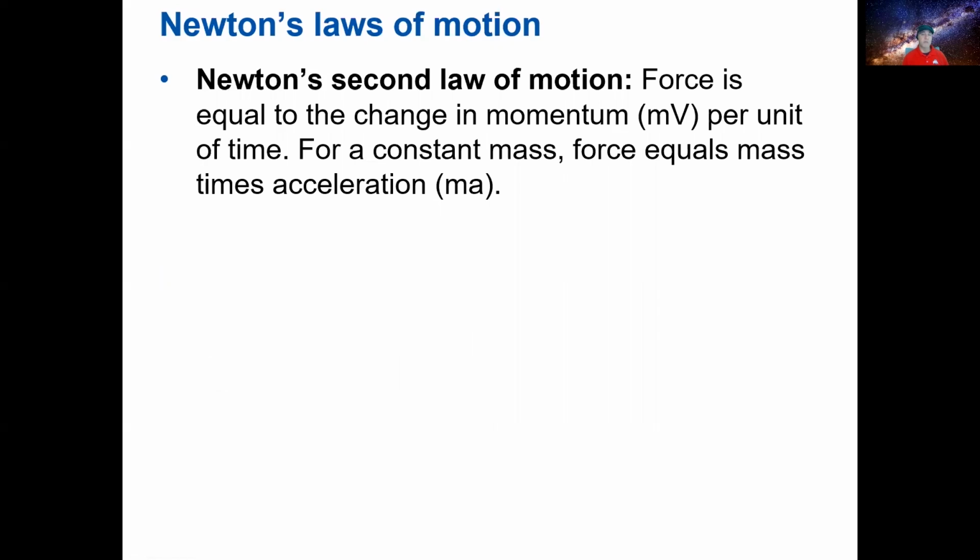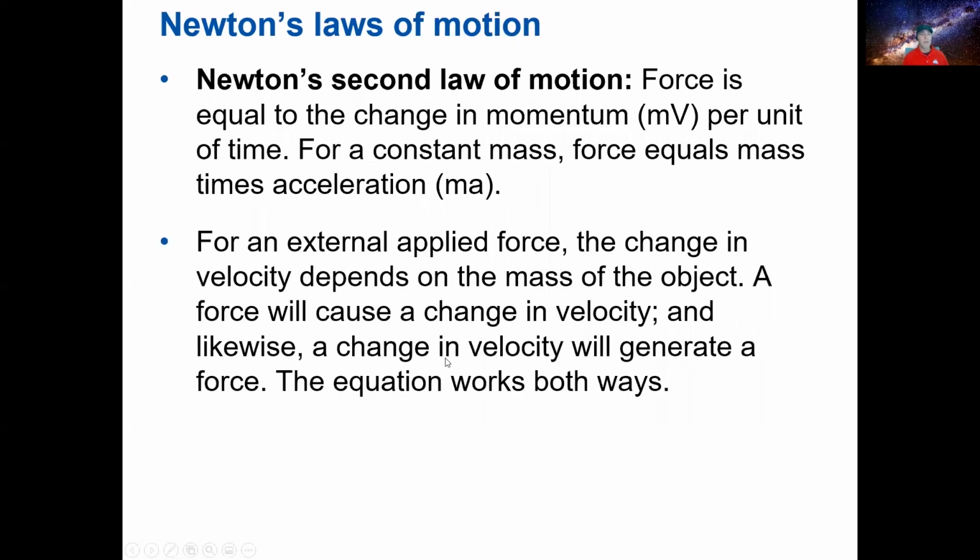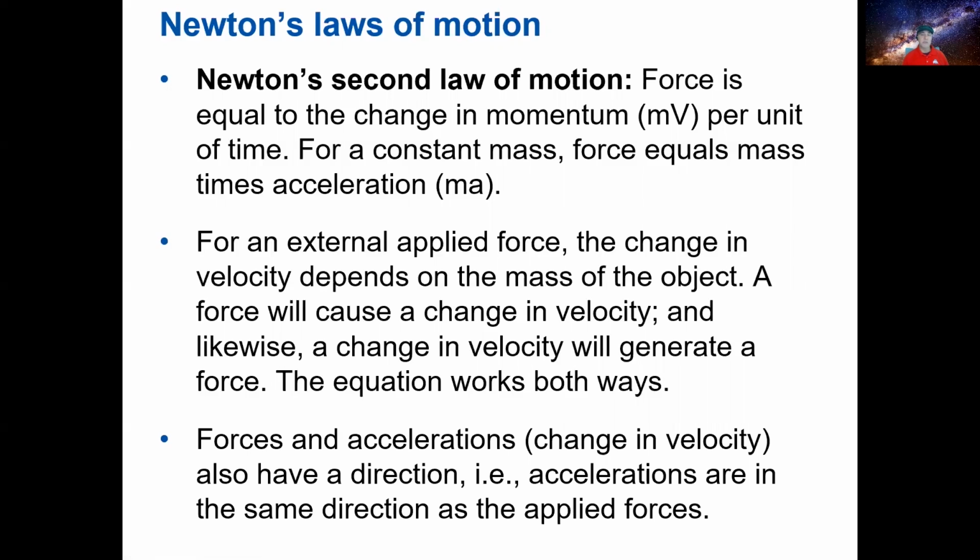Newton's second law of motion pertains to the behavior of objects for which all existing forces are not balanced. The second law states that the acceleration of an object is dependent upon two variables: the net force acting upon the object and the mass of the object. Forces and accelerations also have a direction. In other words, accelerations are in the same direction as the applied forces. If equal forces are applied in opposite directions, the net force is zero, and the object will move with constant velocity.